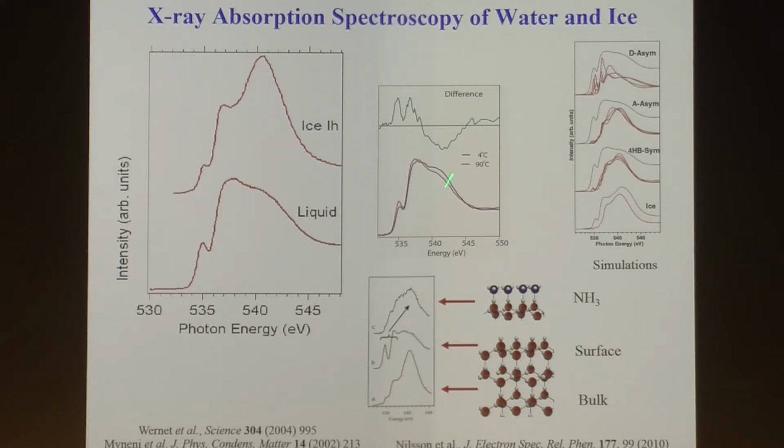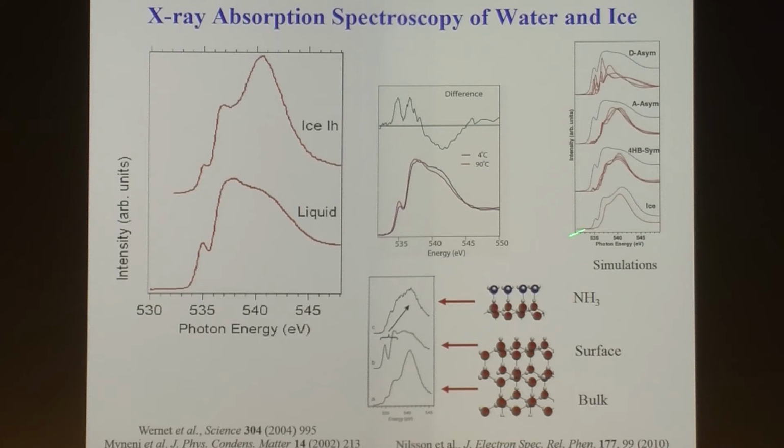And we can confirm that by looking at the temperature difference. So this position here would be the position in the ice. If we heat it, that intensity goes down. Instead, this intensity goes up. And so we have temperature-dependent changes here. We did a lot of simulations. If we calculate from ice structures, we get ice. If we have four hydrogen bonds and distorted, it looks like ice. If we break bonds on the backside of the molecule, it still looks like ice. But if we have a situation where we have only one of the hydrogens bonding and the other basically free, then we get these features.